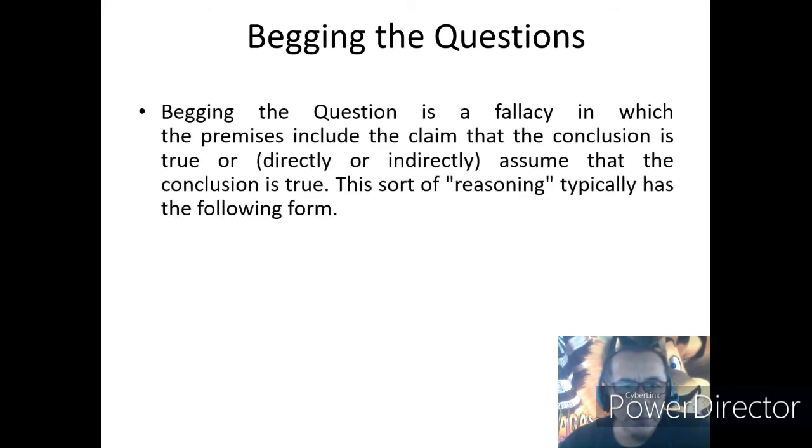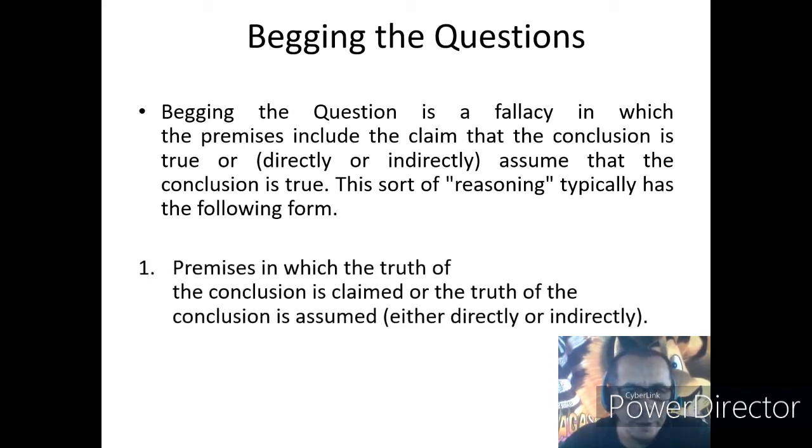Begging the question. Begging the question is a fallacy in which the premises include the claim that a conclusion is true, or either directly or indirectly assume that the conclusion is true. This sort of reasoning typically has the following form. Number 1, premises in which the truth of the conclusion is claimed and/or the truth of the conclusion is assumed, either directly or indirectly. Number 2, claim C, which is the conclusion, is considered true.